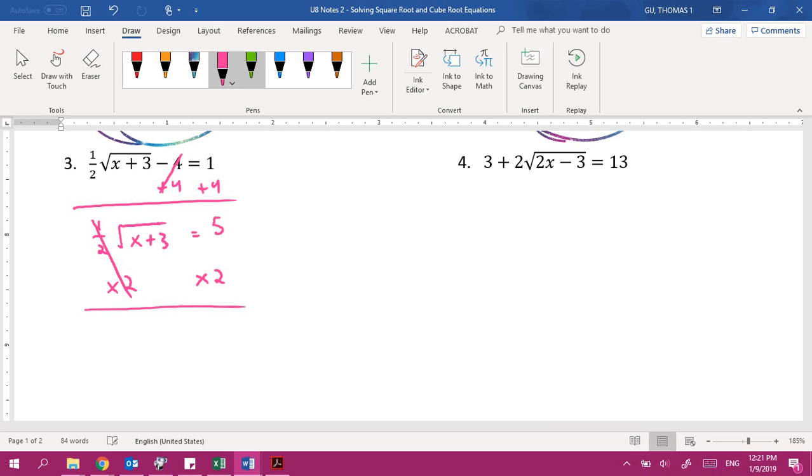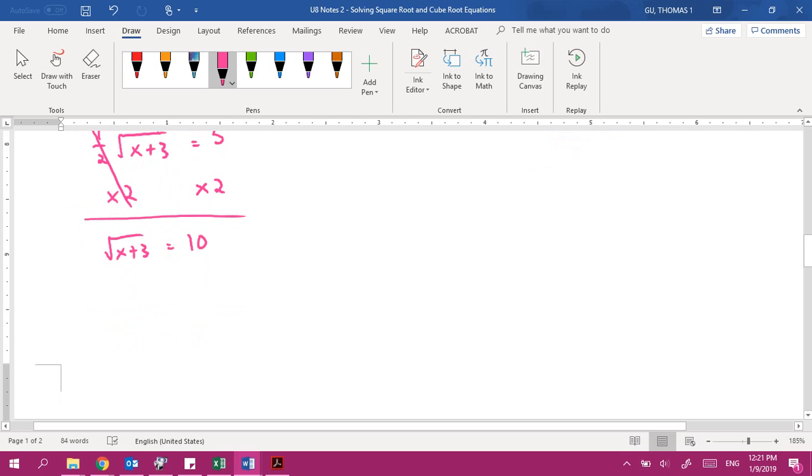Which would leave me with the square root of x plus 3 equals what? 10. Now we're at this step right here. Square root of x plus 3 equals 10. What do we want to do from there? You don't square root it. You square it, right? So you square both sides.